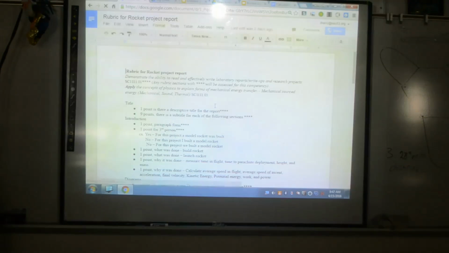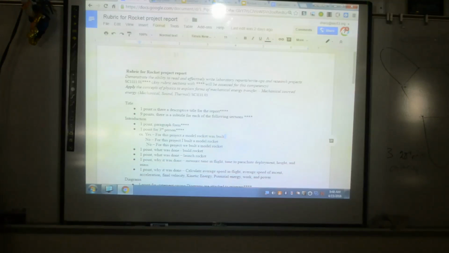Now this is the rubric that will explain the entire thing to you, step by step, what you will need to do. It also will point out to you that this is for two different competencies. It's for the competencies on skills, and it's also the competencies on mechanical energy. Now, if the little instruction has 4 stars beside it, it will be graded for the first competency. If it has no stars, like this one down here, it will be graded for the second competency. So you'll actually get 2 grades for this.